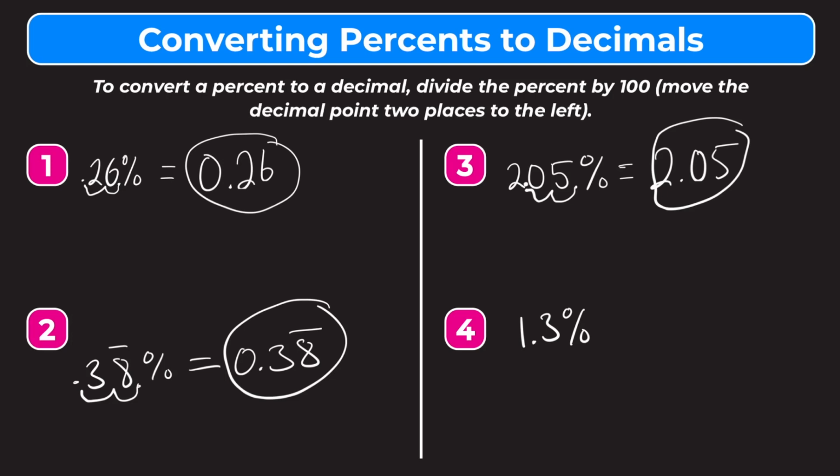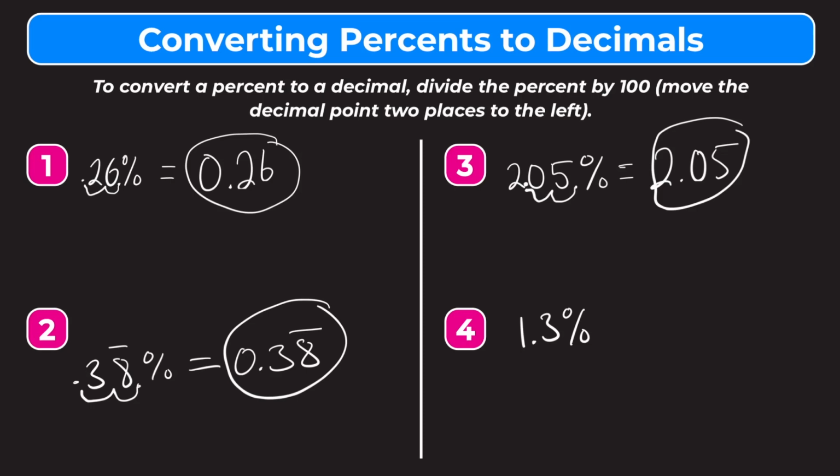So our last example, number 4, is 1.3%. Now, some of you might look at this and say, oh, it's 1.3. It's already a decimal. We don't have to convert. But because there's a percent sign, we know that this is still representing a percent. So whenever you see a percent sign, if you're asked to convert to a decimal, you still have to divide that percent by 100, which essentially, again, means to move the decimal point over 2 places to the left.